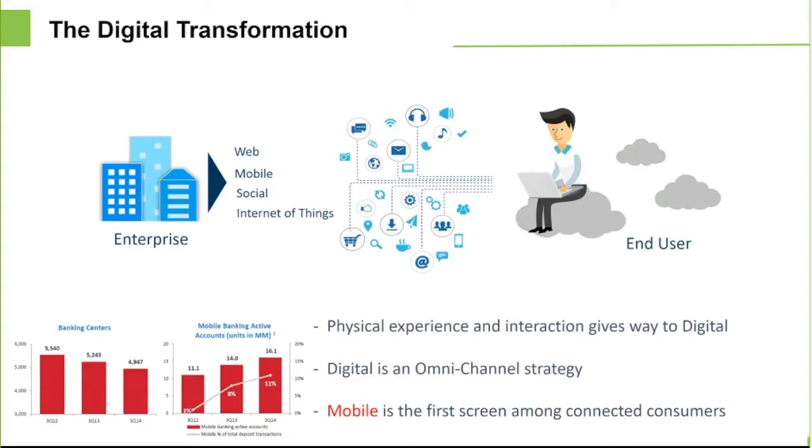So in terms of the digital transformation, what we see our customers going through, and this is happening across multiple industries and organizations that we encounter, is the fact that physical experience and interaction is giving way to digital. It kind of goes without saying, everybody is familiar with that. But there are a few ways in which it's happening. First of all, digital is an omni-channel strategy, which basically means it's not just about mobile, it's not just about web, it's about a combination of all the different ways in which users and consumers can interact with the digital presence of a company.